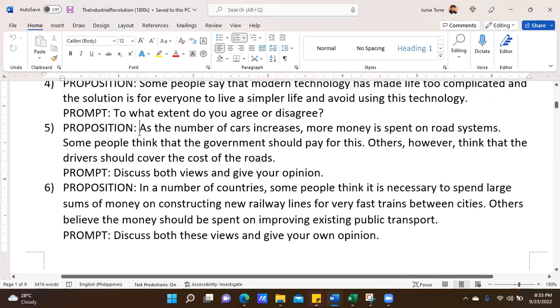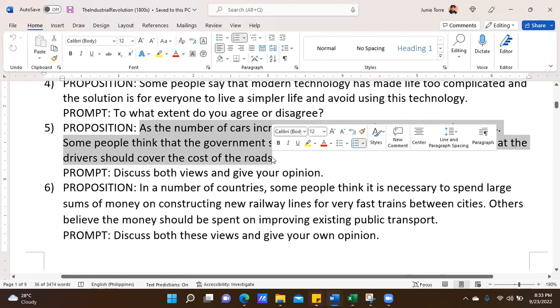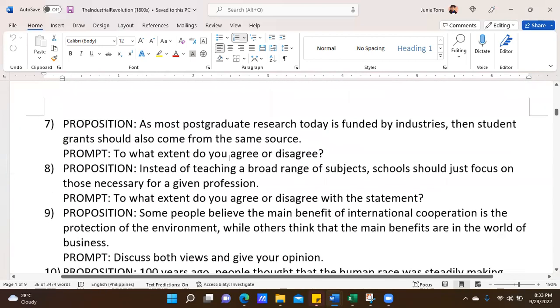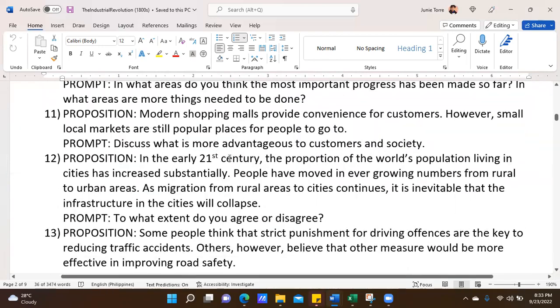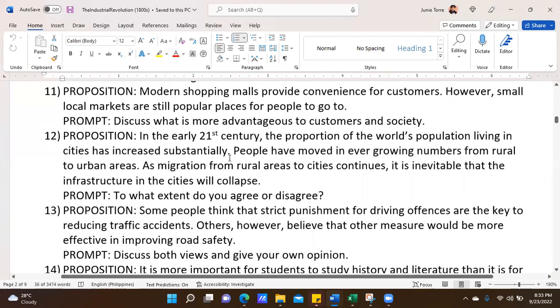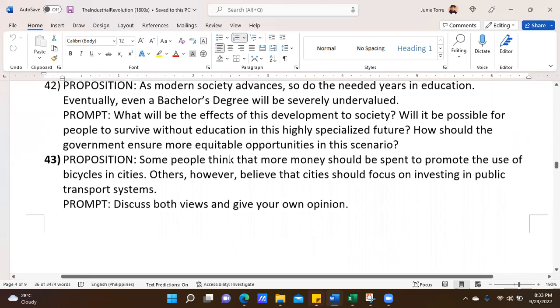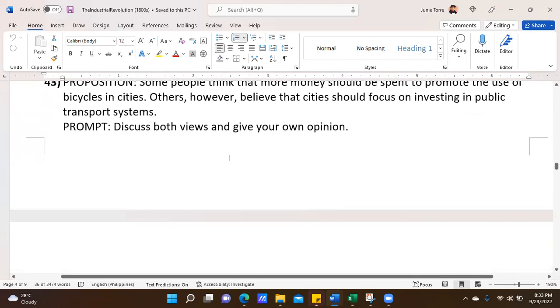As the number of cars increases, the more money is spent on road systems. Some people think that the government should pay for this. However, others think that drivers should cover the cost of the roads. Okay, so I will send this document over to you guys. Marami. All of that relates to the Industrial Revolution.